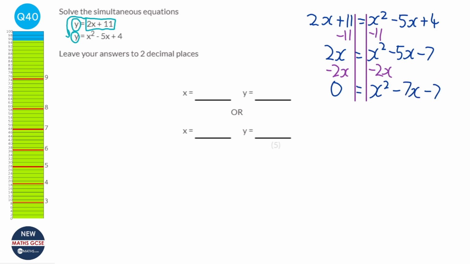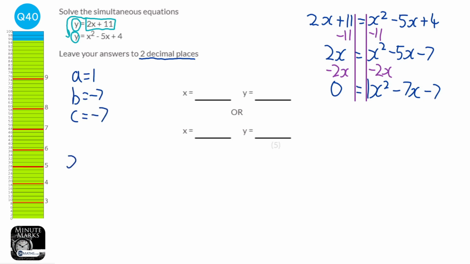Now, we know this is not going to factorise nicely because it asks for 2 decimal places. It's on the calculator paper. Chances are it's going to be quadratic formula we'll need, which we do. So we've got a equal to the coefficient of the x squared, which is just 1. B equal to the coefficient of the x, which is just minus 7. And then c equal to the number on its own at the end, which is minus 7 also. So we write out the quadratic formula.